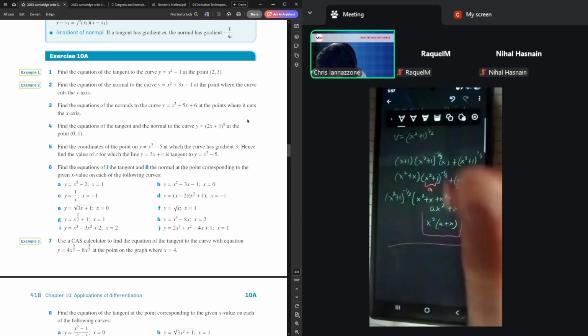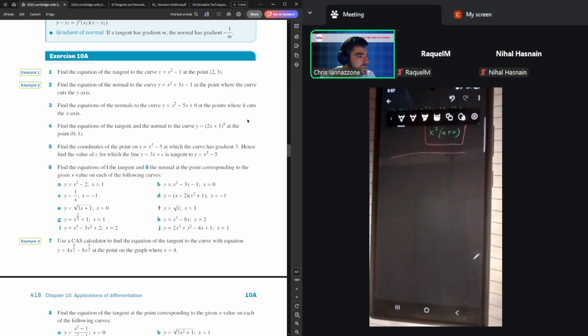Okay, so what's 5 all about? 5 is about finding the coordinates on a quadratic for which we have a gradient of 3, and thus find the value of c such that it makes this linear tangent to the quadratic. So it's tangent adjacent, obviously, but rather than actually finding the tangent line equation, we're trying to figure out what the y-intercept of the tangent would have been.